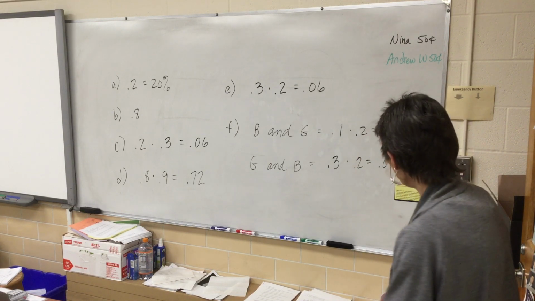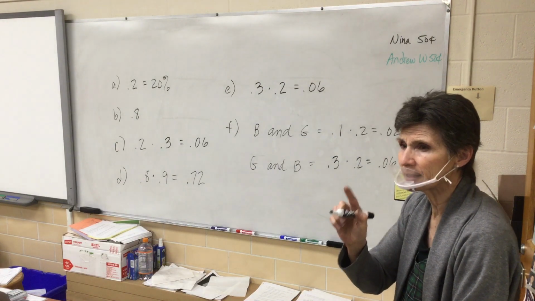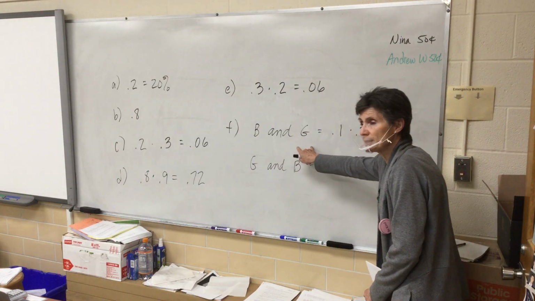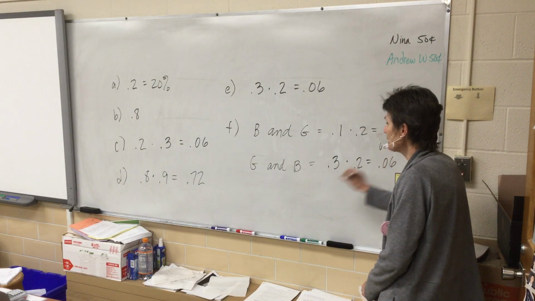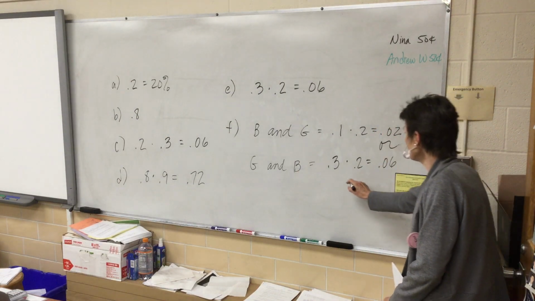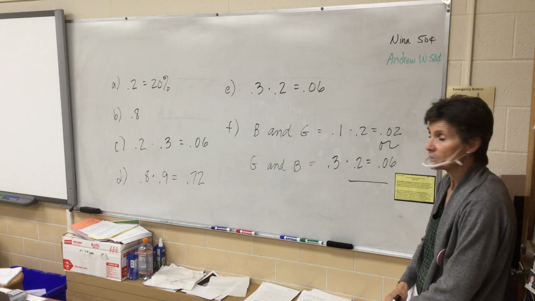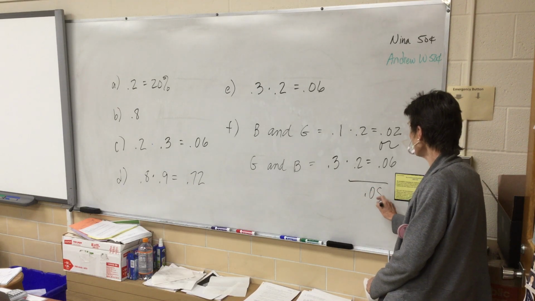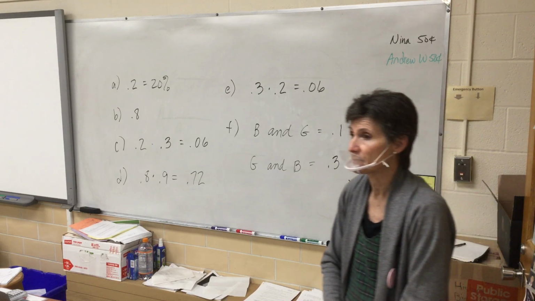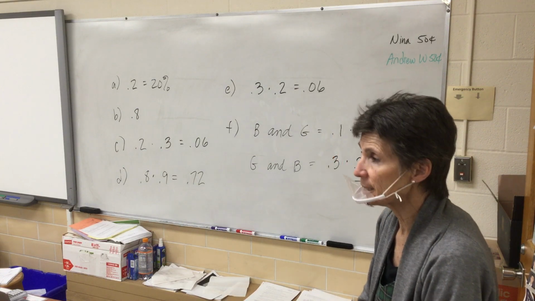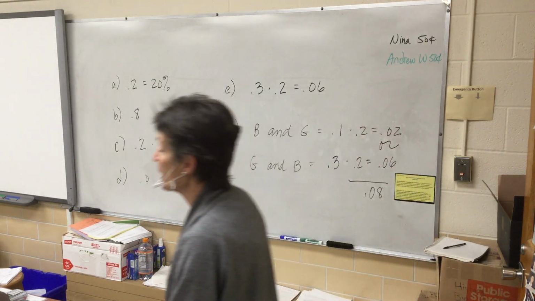Now what do I do with those two numbers? Keep in mind, it's blue and green, or it's green and blue. What do I do when I use that word "or"? I add them. I want the total. What's the total probability? It would be 0.08. The total probability of getting one blue and one green.